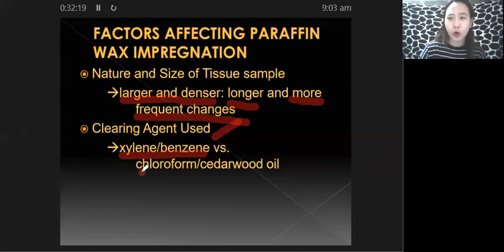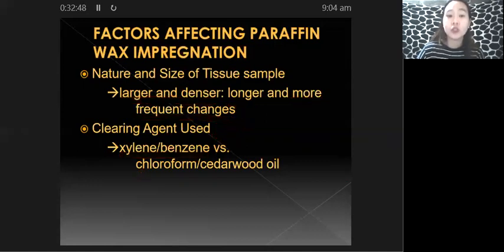And so, how would they affect your impregnation process? If you make use of xylene and benzene, the impregnation process will be shorter. And if you make use of chloroform or cedarwood oil, the paraffin impregnation process will be longer. Okay, so those are the different factors and considerations with regards to paraffin wax impregnation.